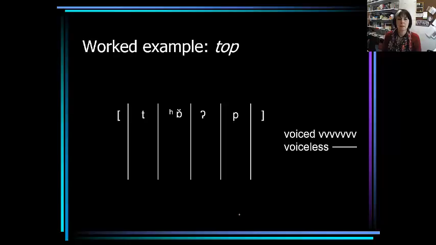Okay, here's an example with the word top, which we saw before. In this I have given a fairly basic narrow phonetic transcription. So we can see here that we've got our initial voiceless alveolar plosive. Then we've got the burst of aspiration, because this is an initial plosive consonant not preceded by an S sound.